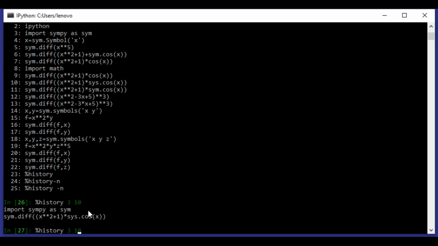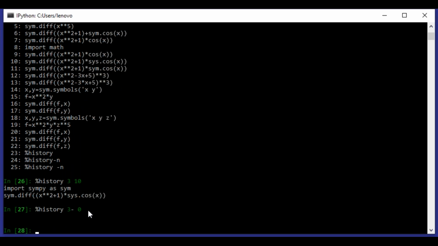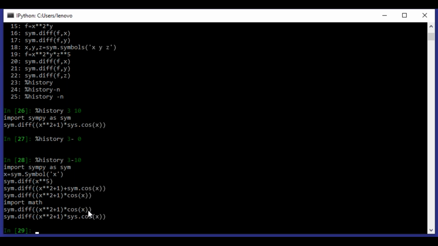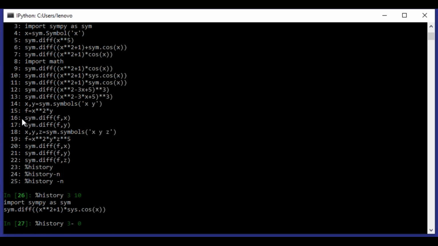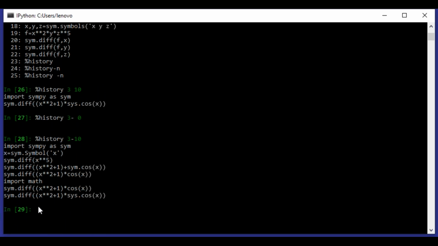If we type it like this, 3 hyphen 10, that is, %history space 3 hyphen 10, then all the commands typed in between 3 and 10 will be displayed. You can make use of this for saving these, and we can save them as a Python file which can be executed, a complete script file.